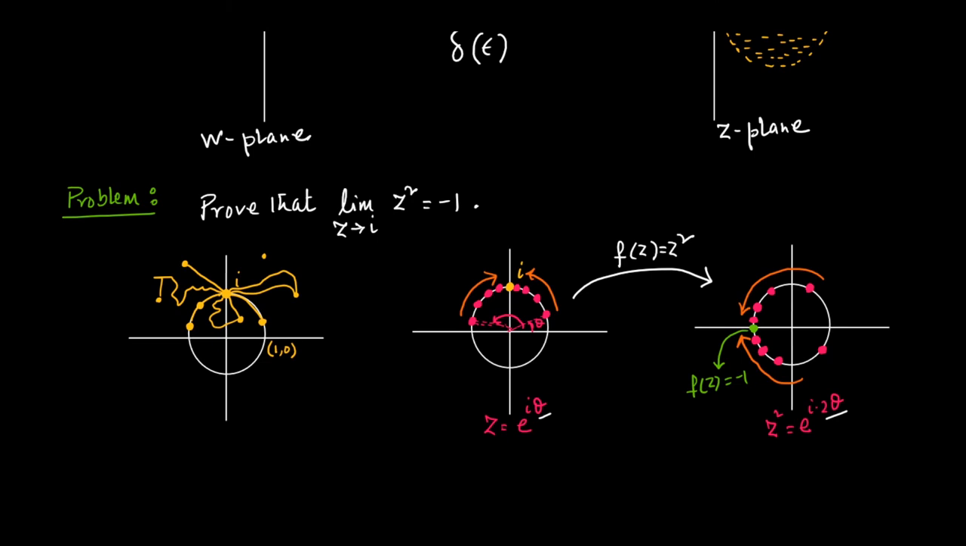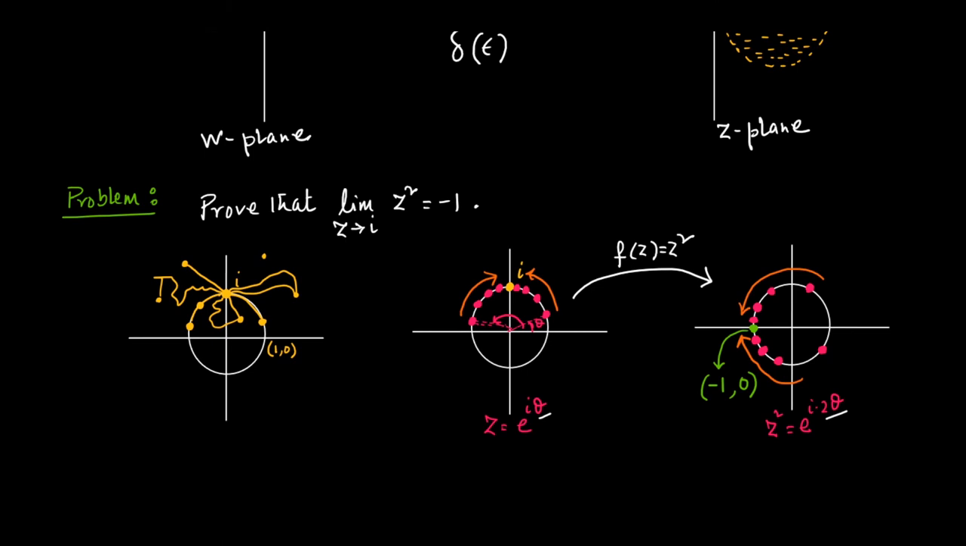This is a wrong way of stating the thing. This point is -1. This point is -1. This point is -1. Because in terms of ordered pair, this is (-1, 0). So this is -1.